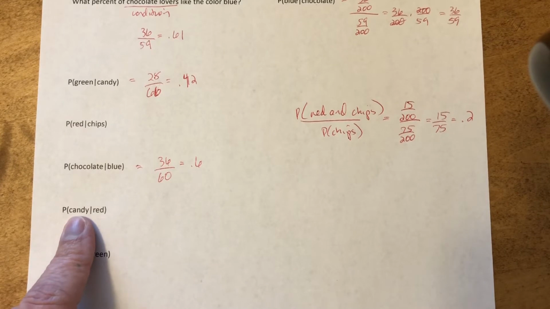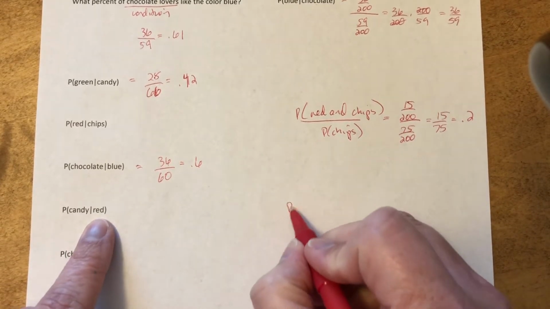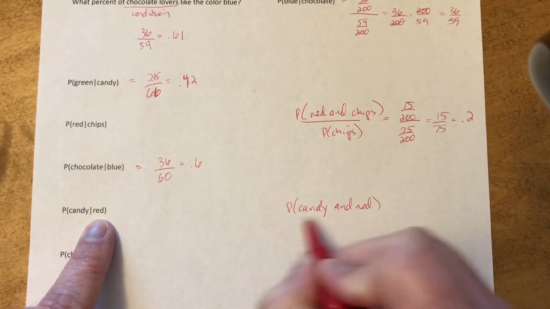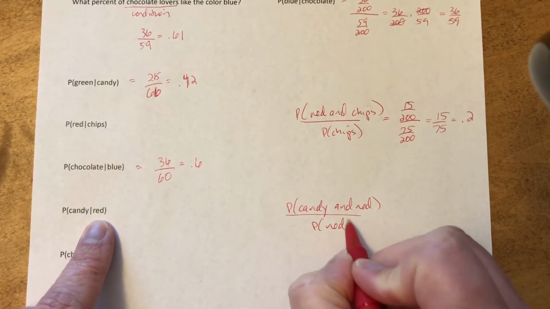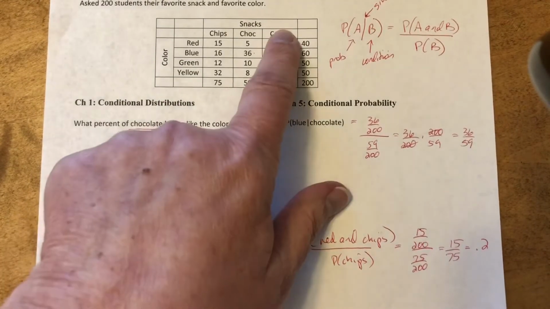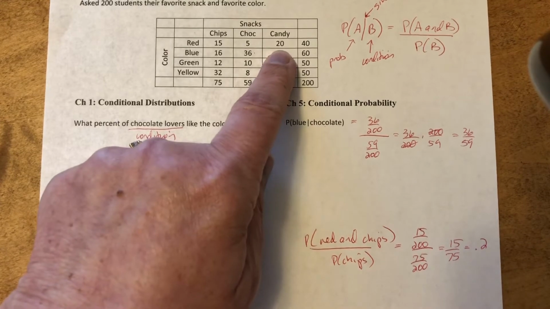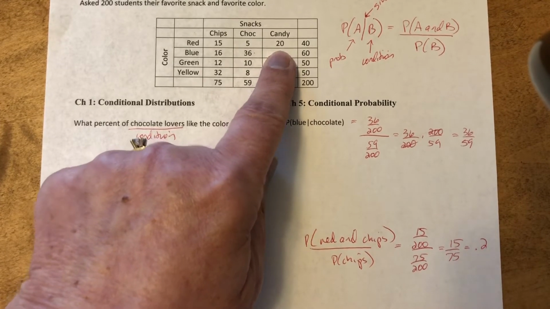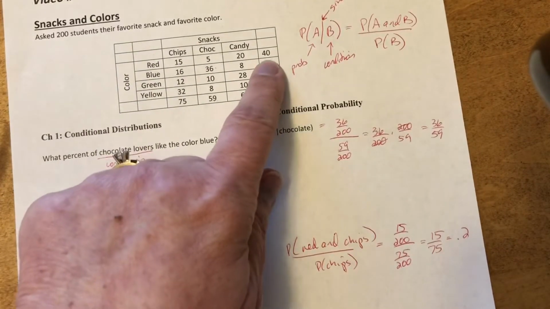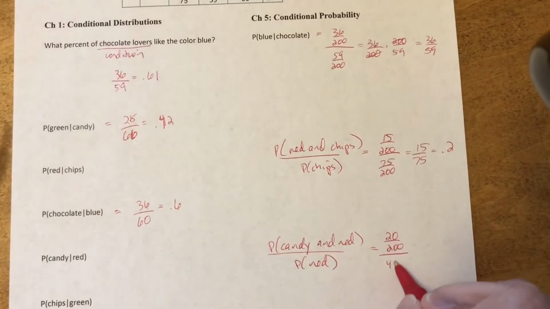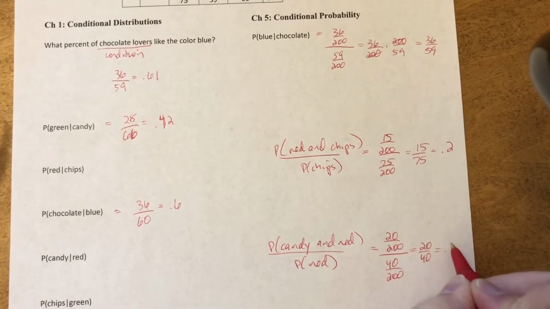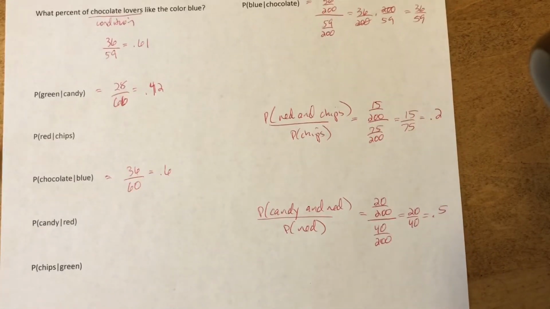Probability somebody likes candy, given that they like the color red. So we'll do probability of candy and red over the probability of they like the color red. Okay, so let's find candy and red. Candy and red is 20 out of 200. Over the probability somebody likes red, so that's 40 over 200. That ends up being 20 over 40. That's easy. Okay, there's a probability of 0.5.